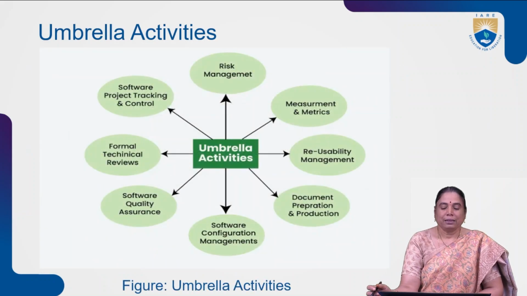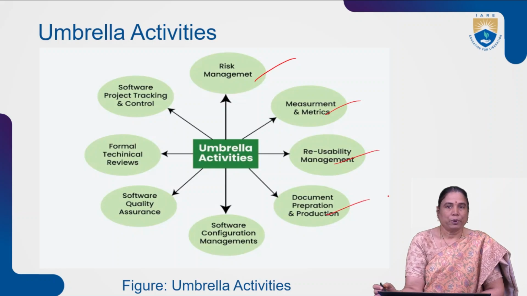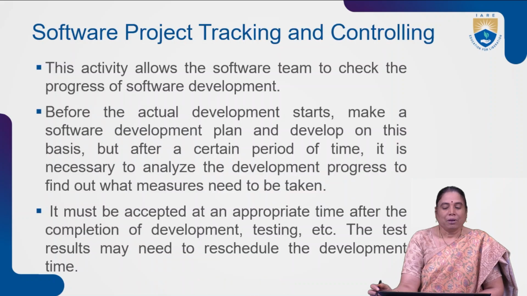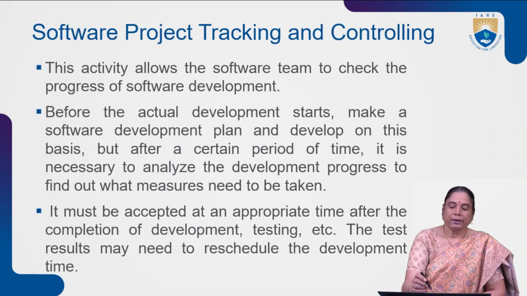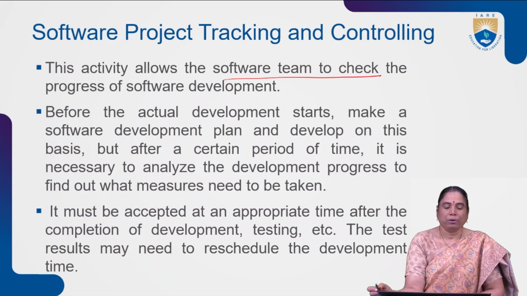Here is the list of umbrella activities. They are risk management, measurement and metrics, reusability management, document preparation and production, software configuration management, software quality assurance, formal technical reviews, and software project tracking and controlling. Software project tracking and controlling is the activity that allows the software team to check the progress of software development.